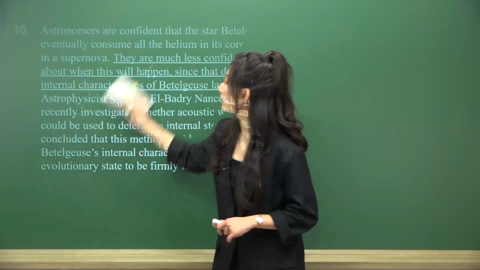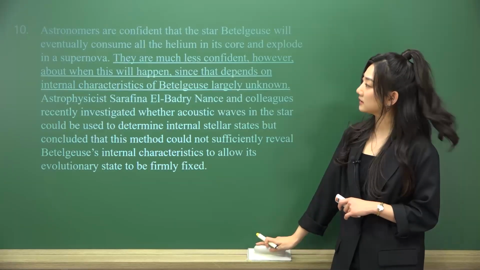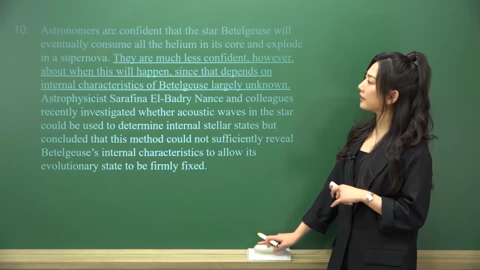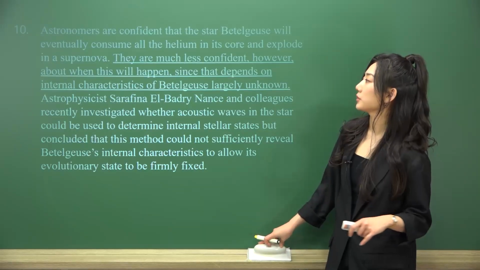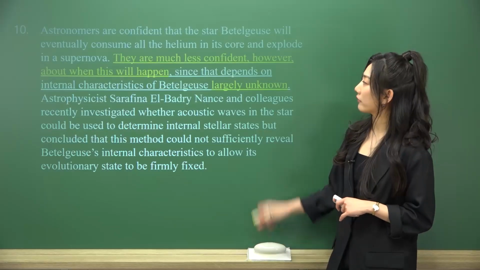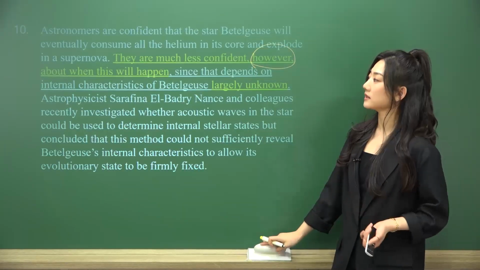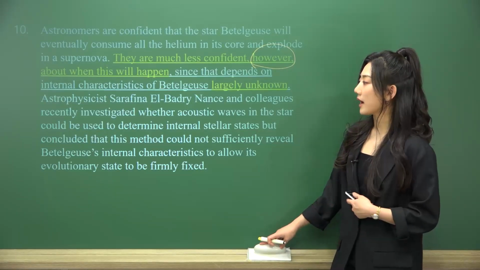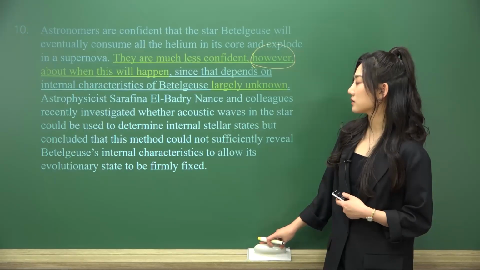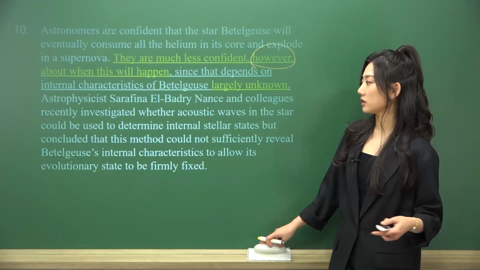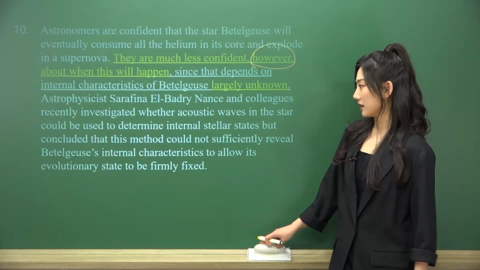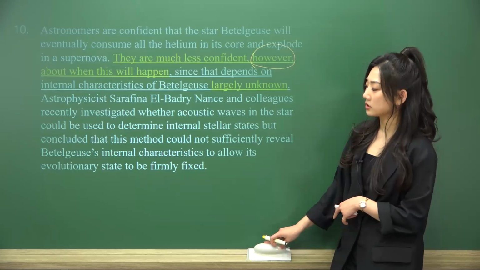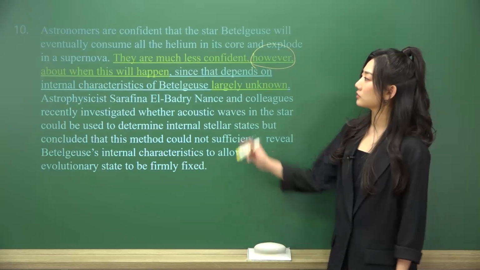Okay. Next question is number 10. Astronomers are confident that the star will eventually consume all the helium in its core and explode in a supernova. They are much less confident, however, about when this will happen, since that depends on internal characteristics that are largely unknown. Astrophysicist Serafina and colleagues recently investigated whether acoustic waves in the star could be used to determine internal stellar states, but concluded that this method could not sufficiently reveal the internal characteristics to allow its evolutionary state to be firmly fixed.